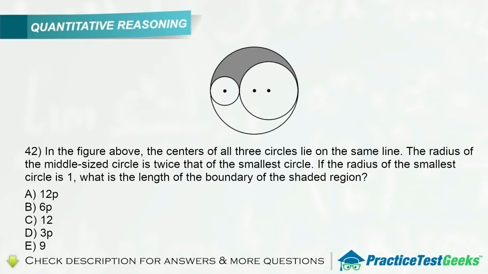Question 42. In the figure above, the centers of all three circles lie on the same line. The radius of the middle-sized circle is twice that of the smallest circle. If the radius of the smallest circle is 1, what is the length of the boundary of the shaded region? A. 12π. B. 6π. C. 12. D. 3π. E. 9.